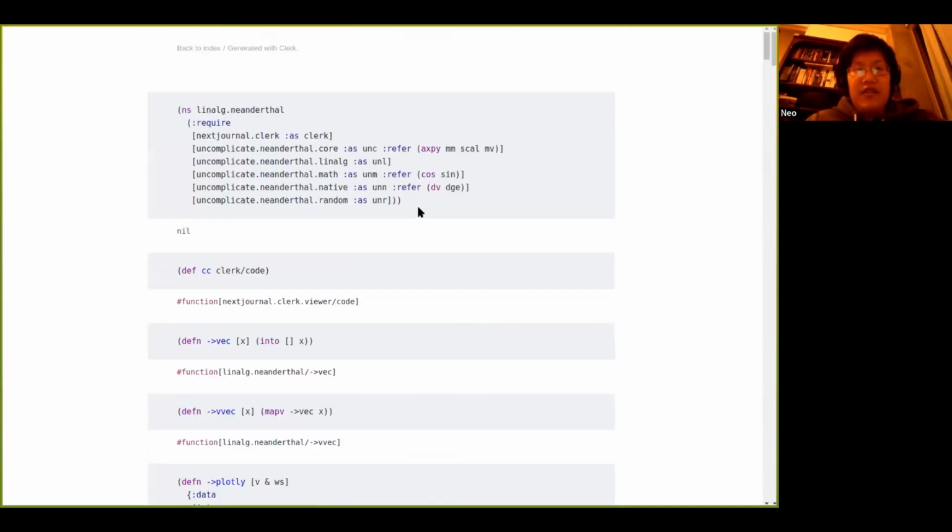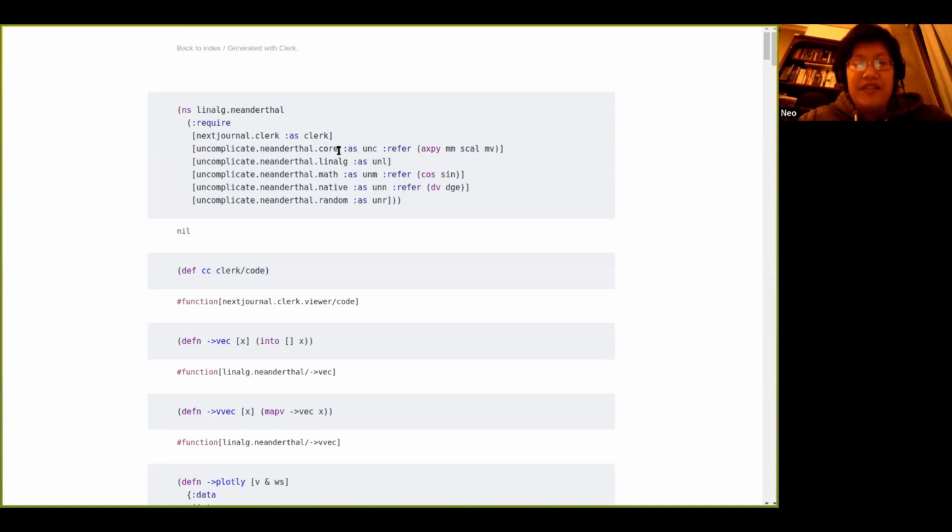So here is a notebook using Clerk. And here you see that I'm going to use the native versions, which I alias as UNN. Maybe you can have different notation, but I find it easier for me. And here, as you see, I'm going to use the vector and the general matrices. In math, I usually use cos and sin. Linalg is going to be namespaced as UNL.